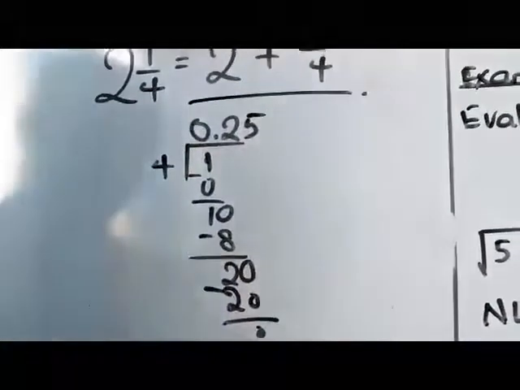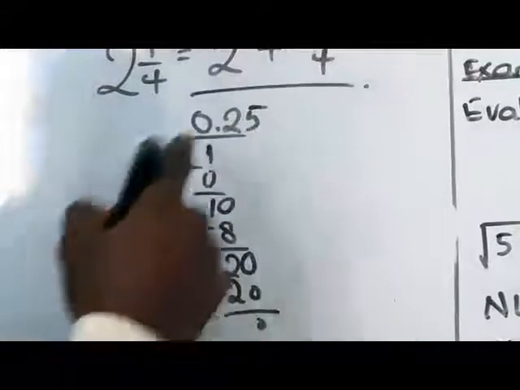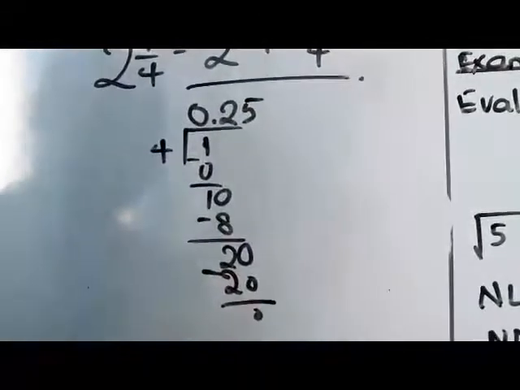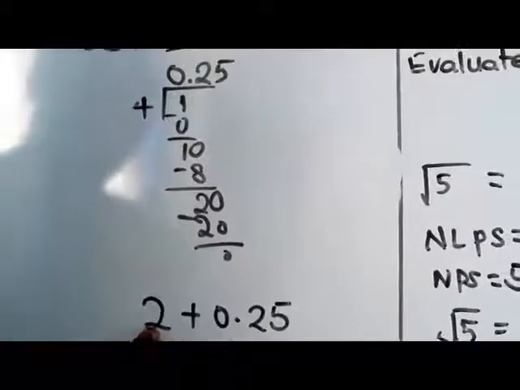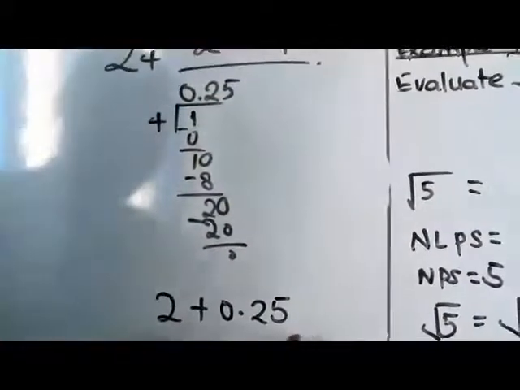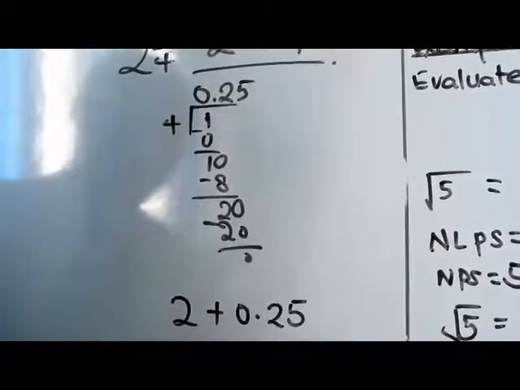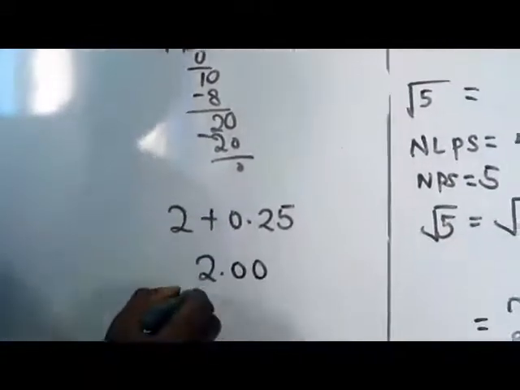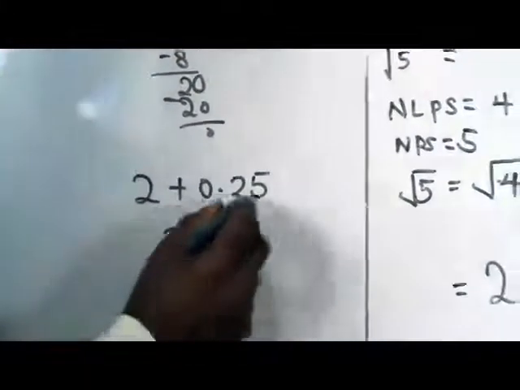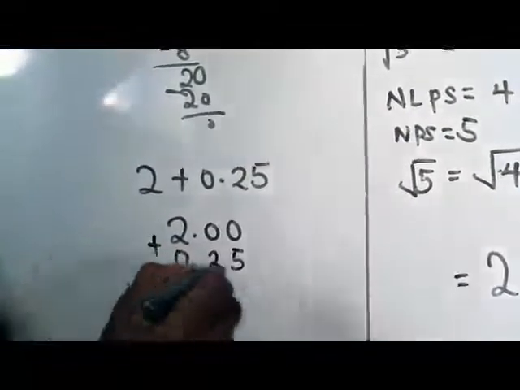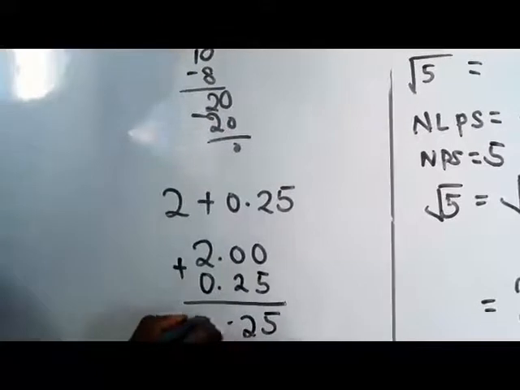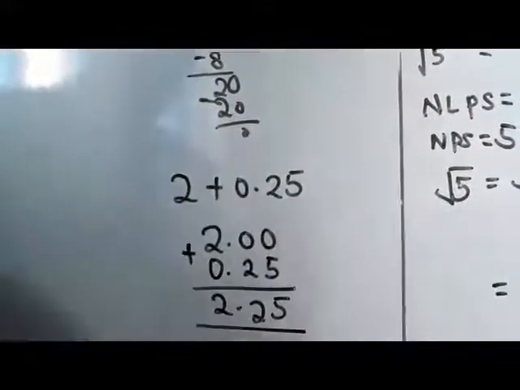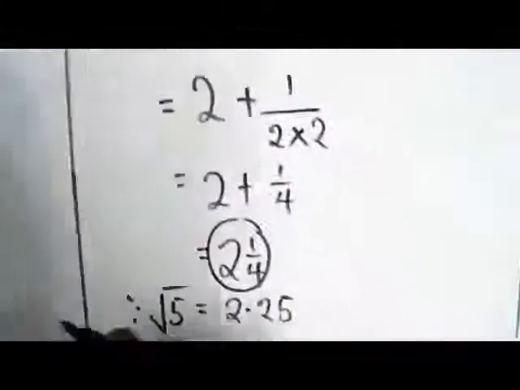anymore. So if I take back what I have written here, it's the same thing as 2 plus, so my 1/4 has been changed to 0.25, right? This is a simple addition. This is the whole number. If I want to write this to two decimal places, it's going to be 2.00. This is the whole number, so it has to stay with the whole number. And then this is 25. If I add this up, it will give me a total of 2.25. So that was how I arrived at my final answer, 2.25.